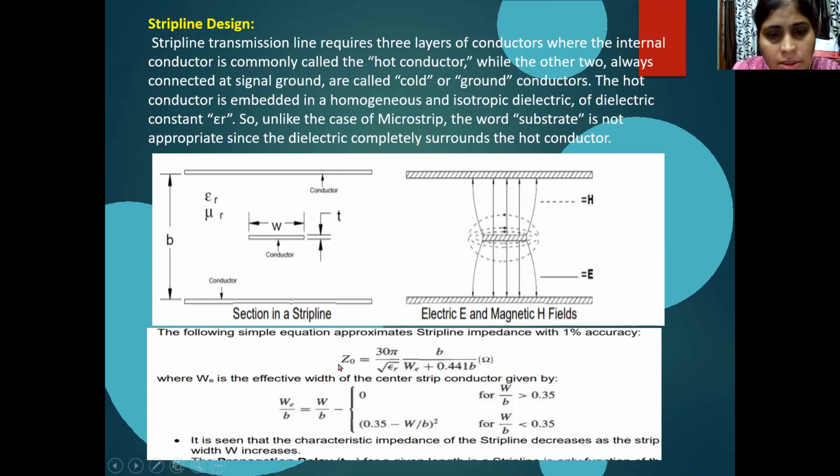The performance parameters are written here. The characteristic impedance is equal to this much, and you can see here this characteristic impedance depends on the effective width of this inner conductor and the relative permittivity of the insulator.